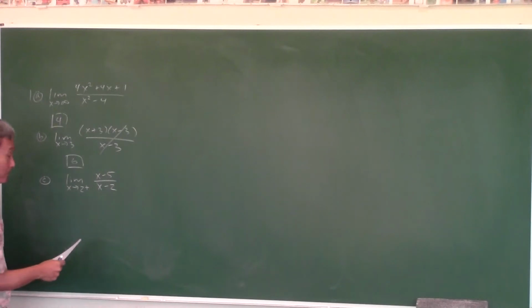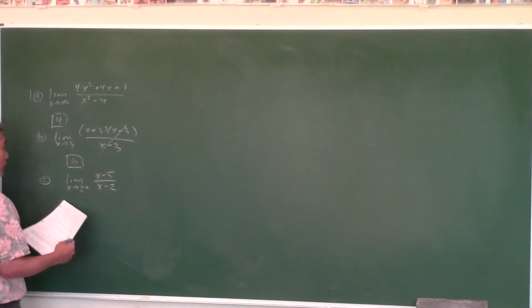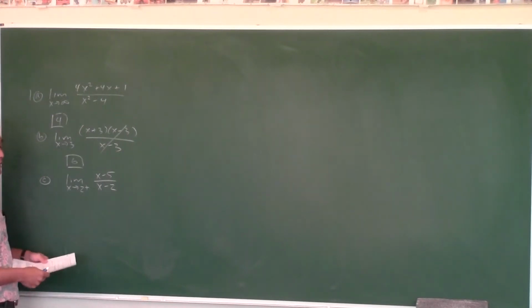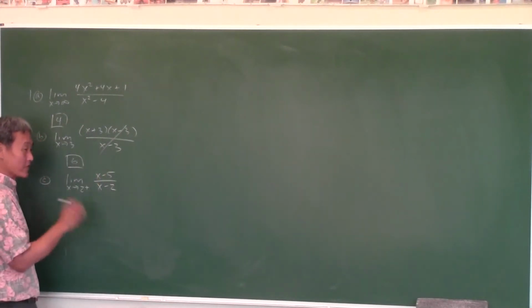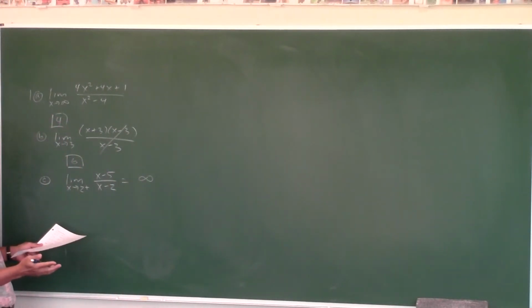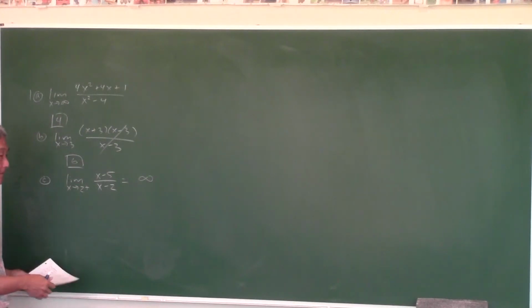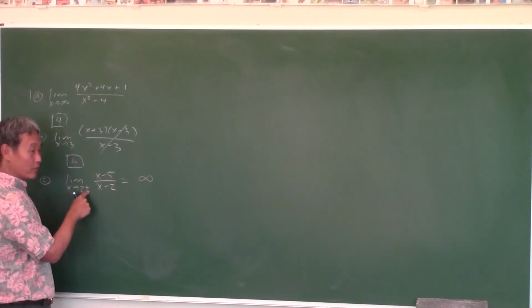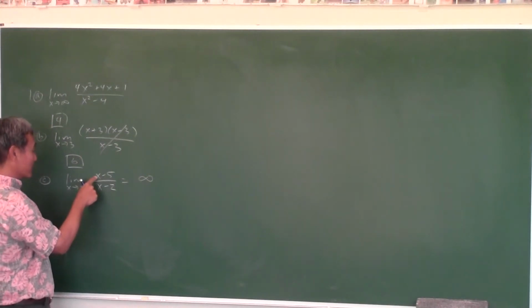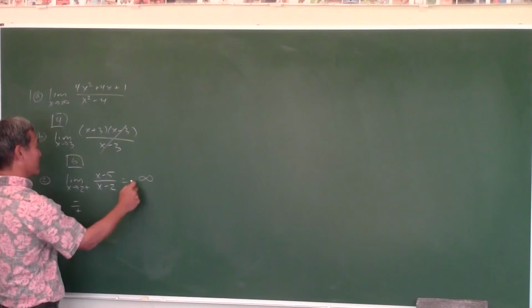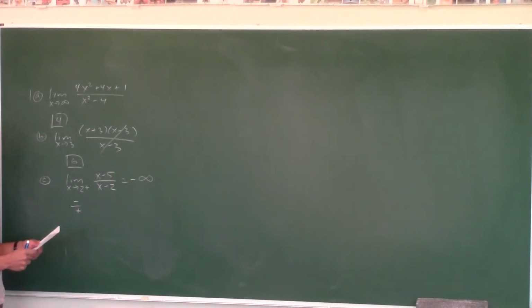Anyway, you plug in 2, you get negative 3 over 0. What does that mean? There's a vertical asymptote there. Non-zero over 0 means there's a vertical asymptote there. So the answer is either positive or negative infinity. That's the only 2 possible answers. So how do you figure out which one it is? Plug in a number very close to 2 on the right, like 2.001. 2.001 minus 5 is negative. 2.001 minus 2 is positive. Negative divided by positive is negative. So the answer is negative infinity.